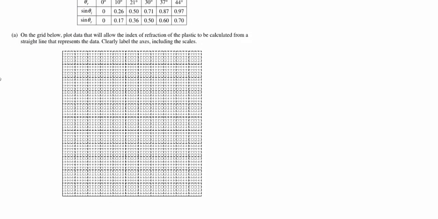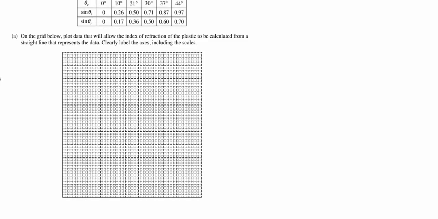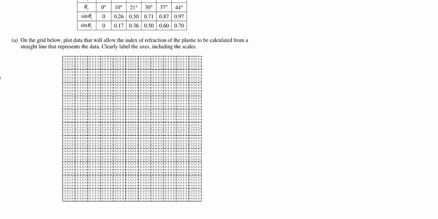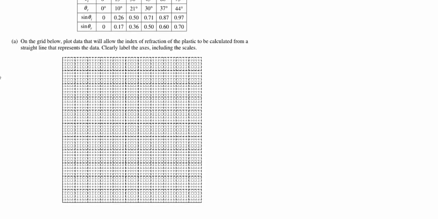And for part A, we want to basically create a graph that will allow us to determine the index of refraction of this plastic such that we are going to use a straight line that represents the data. Ultimately, we're saying what is the n value that comes from a straight line that we graph. So let's look at Snell's law. That's going to help us figure out what we should graph. n1 sine theta 1 equals n2 sine theta 2. And n2 is ultimately what we want to find.